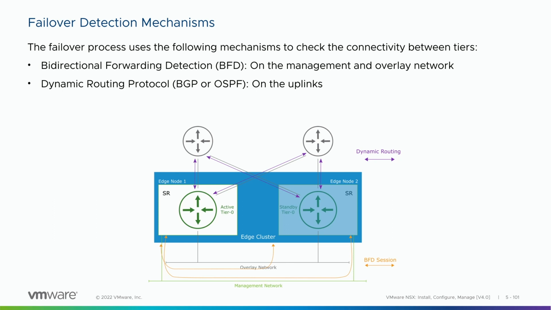The other is going to be more of a southbound check where we're validating that we have connectivity across our management network, right? So from management interface to management interface on the edge, as well as from the overlay network. So essentially from tunnel endpoint to tunnel endpoint, we're sending bidirectional forwarding probes across the overlay network.